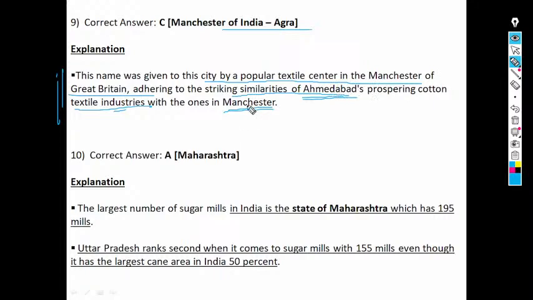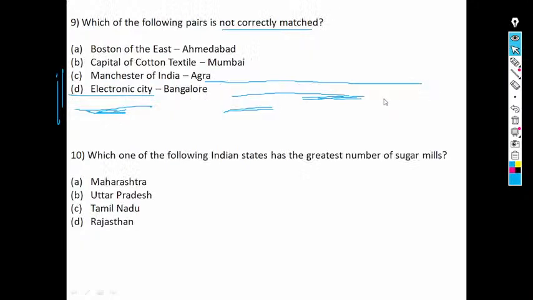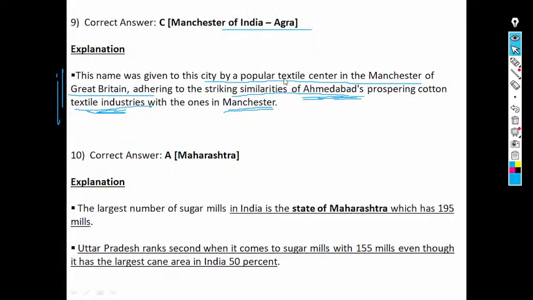Manchester, but adhering to similar limitations is Ahmedabad's prospering cotton textile industry. Ahmedabad is more correct than Agra. Okay. Next correct answer.